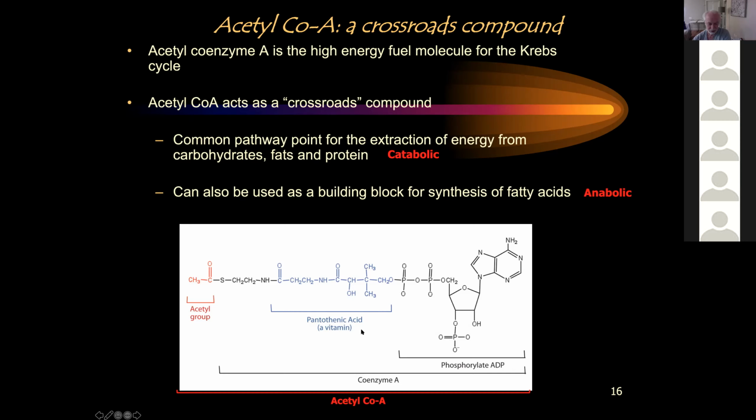And this is the structure of acetyl-CoA at the bottom. If phosphorylated ADP, you can add this vitamin, pantothenic acid, and finally an acetyl group on the end. That's acetyl-CoA, this high energy compound.